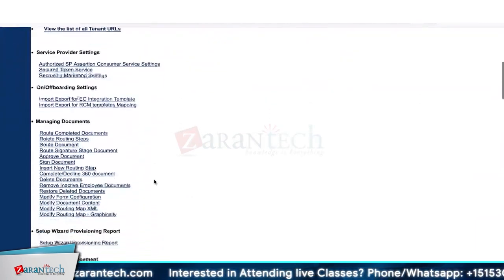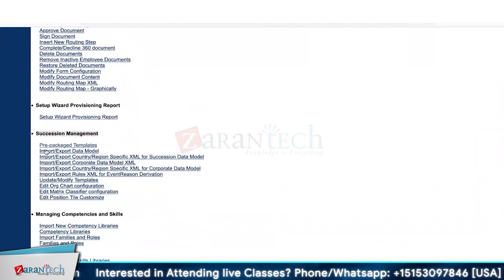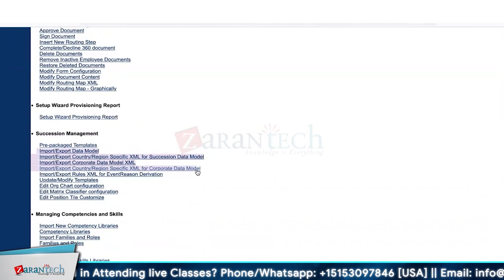Scroll down a little bit. You find an area in the name of Succession Management. Under this Succession Management as a subheading, line number 2, 3, 4, and 5 are the 4 places where we upload. The first one, import export data model, is the succession data model. Next, country specific succession, corporate, country specific corporate, all 4 are there.